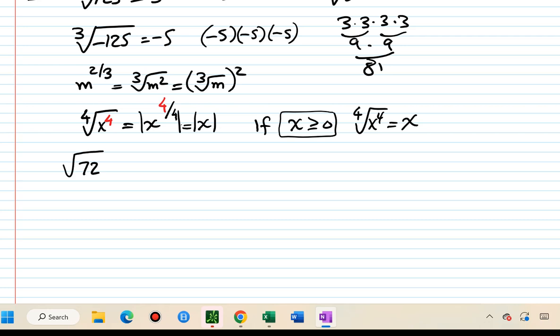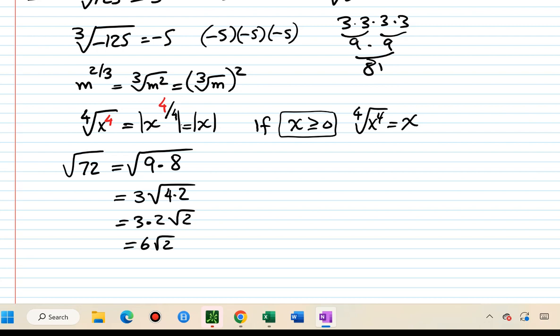Next, let's take a look at something like the square root of 72. We want to simplify this one. So how are we going to do it? Well, 72, we can think of 9 times 8, right? Square root of 9 is 3, square root of 8. Well, 8 itself is 4 times 2. So that would be square root of 4 is 2, and the answer is going to be 6 root 2.